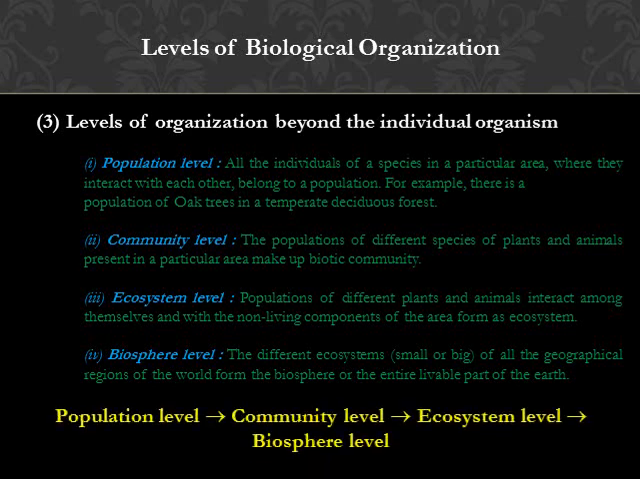So it is called the level of organization which is beyond the individual organism. Amongst them population is the smallest. A group of populations is a community, a group of communities is an ecosystem, and if all the ecosystems combine, they form the biosphere. Ready? So this is the third level of organization, which is beyond the individual.